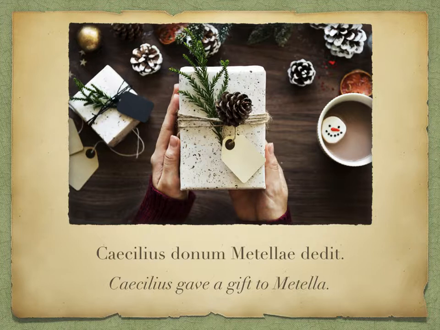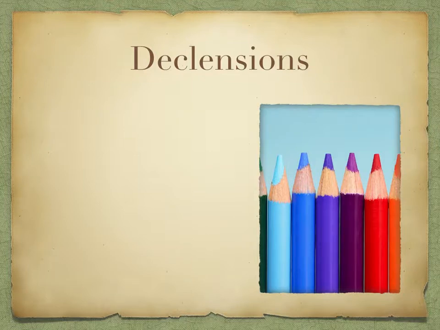In English, if we switched around the word order, for example saying Metella gave a gift to Caecilius, that changes the meaning of the sentence entirely. However, in Latin, because of the endings, if I switched around the words Caecilius and metellae, the sentence would still mean the same thing. So it's really important that you pay attention to the endings of those nouns.